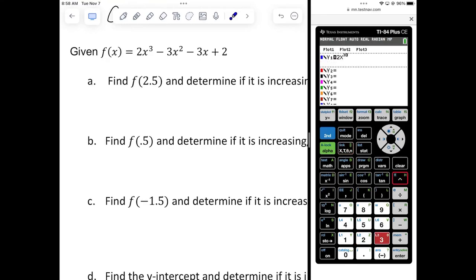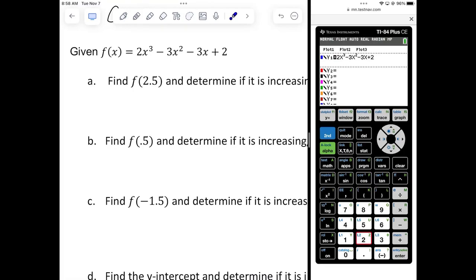2x caret 3, click to the right, minus 3x. You have a squared button there, so you don't need to go caret 2. Then minus 3x plus 2. Make sure that you click to the right after you do the cubic exponent. Otherwise, everything that you write after that will be in the exponent, and you don't notice it. Double check, triple check. How does it look? Does it look good?